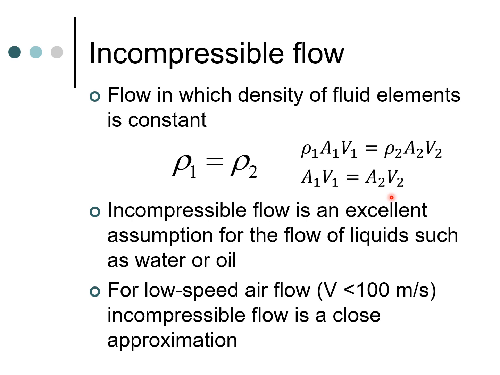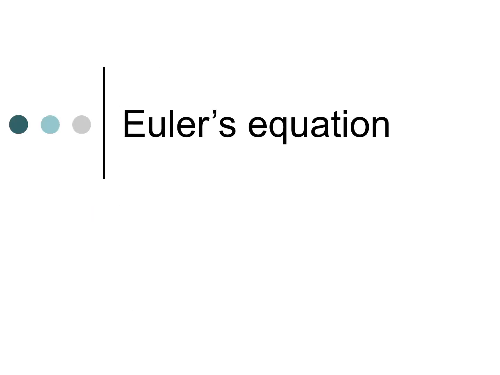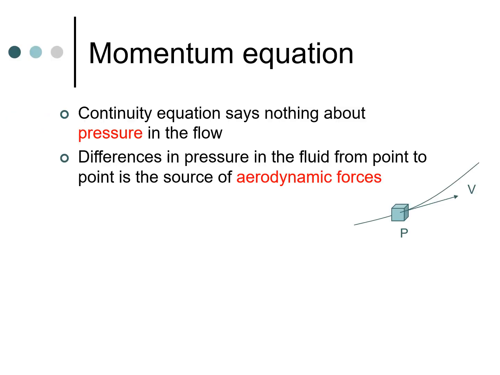Now, incompressible flow is an excellent assumption for the flow of liquids such as water or oil. But for air, it is only valid at low speed. So if your air velocity or the velocity of the body through air is less than 100 meters per second, then incompressible flow is a close approximation, or else you have to consider compressible flow, which is much more complicated. So now let us look at the next equation, which is the Euler equation.